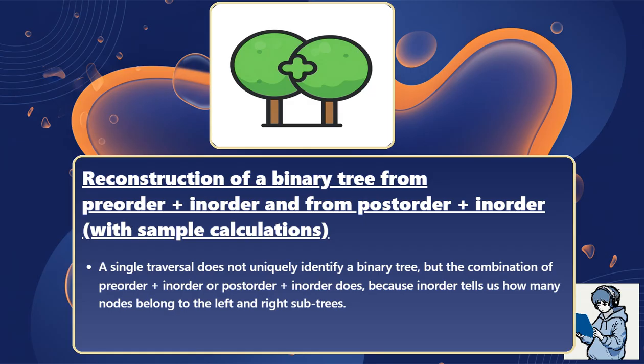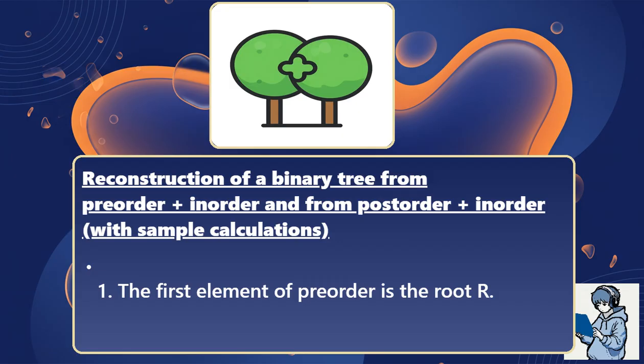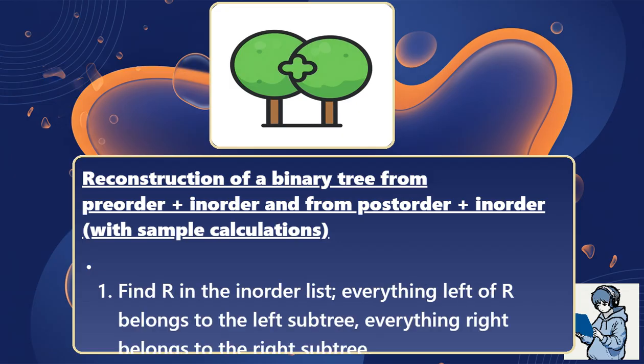A single traversal does not uniquely identify a binary tree, but the combination of preorder plus inorder, or postorder plus inorder, does, because inorder tells us how many nodes belong to the left and right subtrees. From preorder and inorder: 1. The first element of preorder is the root R. 2. Find R in the inorder list.